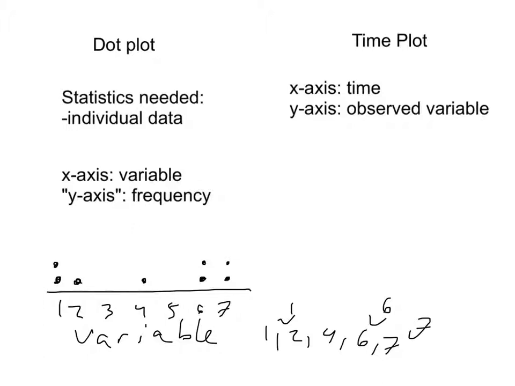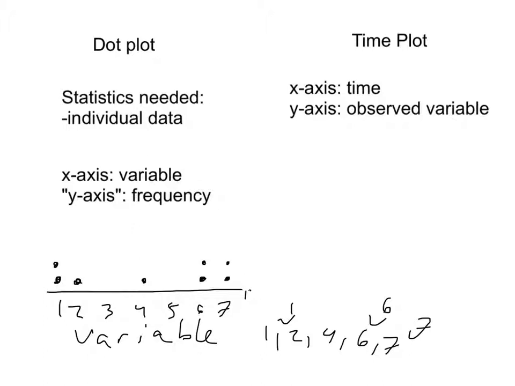And so I put y-axis in quotation marks because technically you do not have a y-axis here, but it is in a sense there because you're just piling up the frequency. So these 2 dots mean that there are 2 pieces of data that are 7.